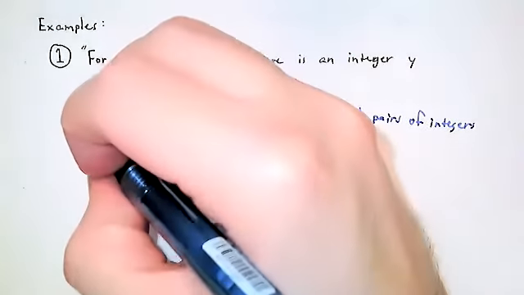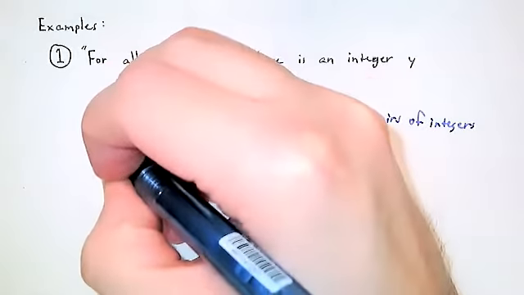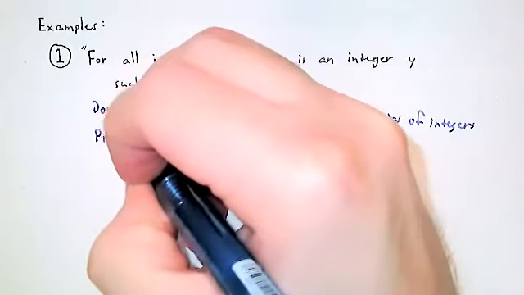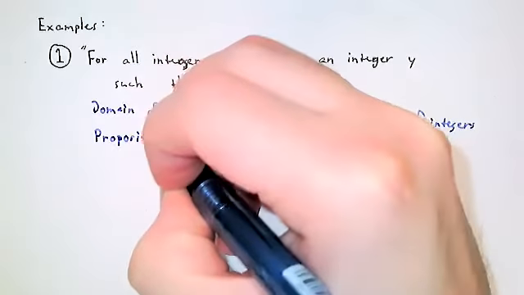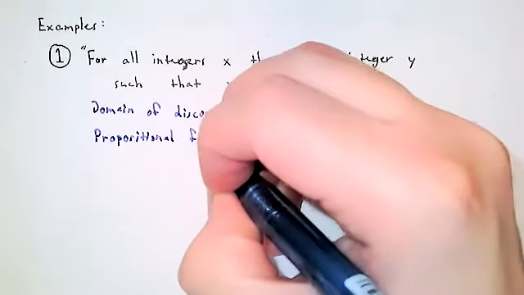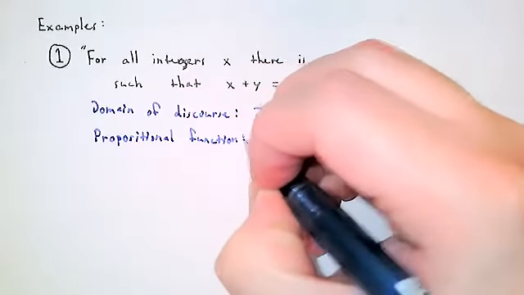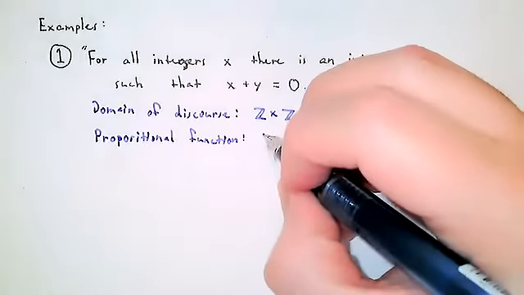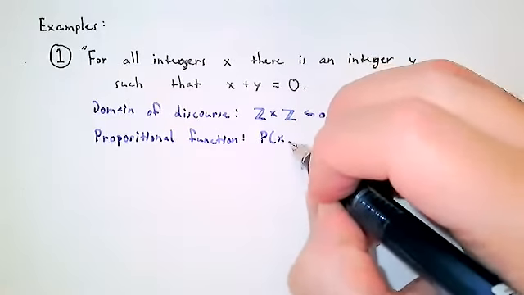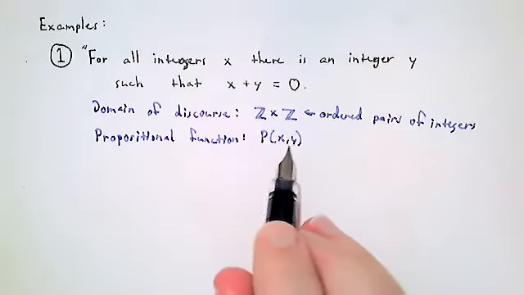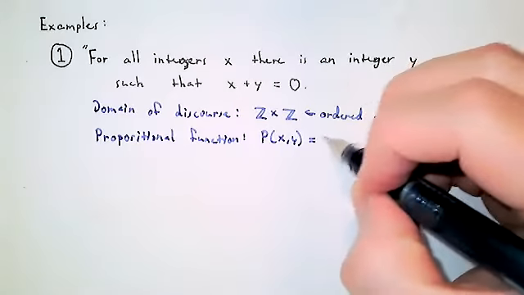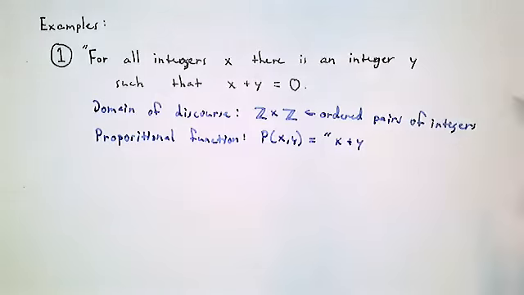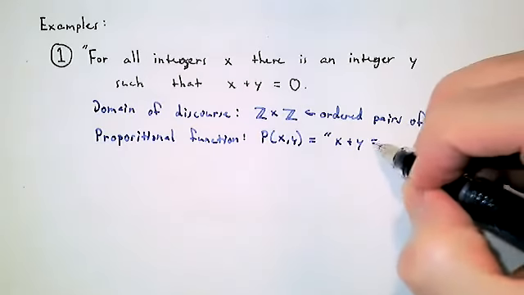What is our propositional function? What are we saying about x and y? That it's equal to 0? Oh, right, x plus y is equal to 0. So if I give my propositional function the name P, where I'm plugging in my two integers, then this would be the equation, the mathematical proposition, x plus y is equal to 0.